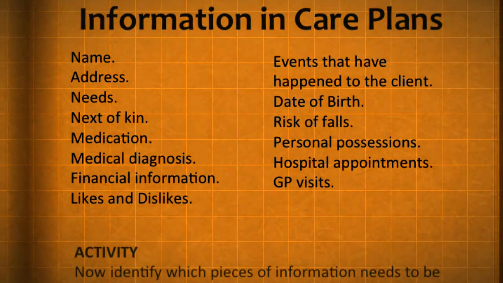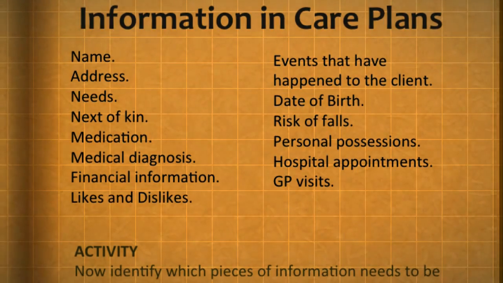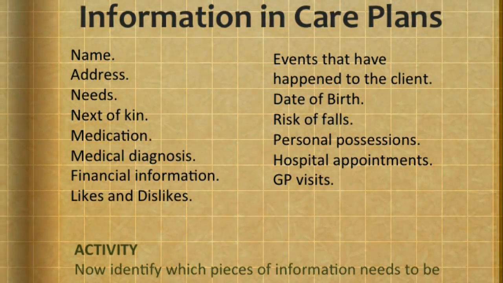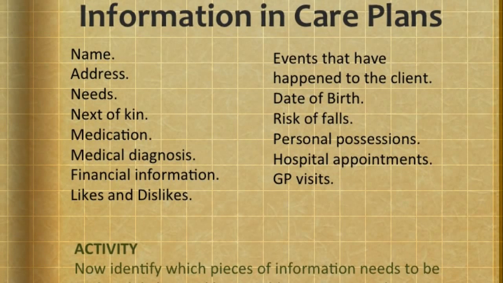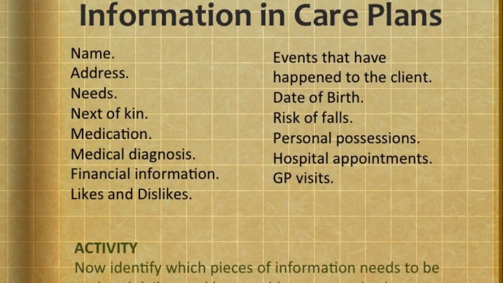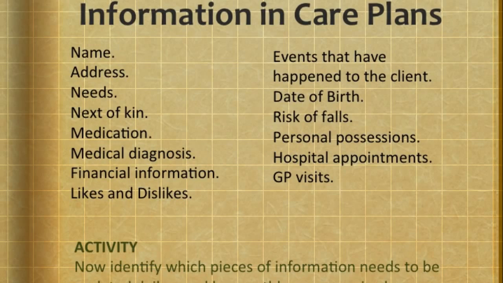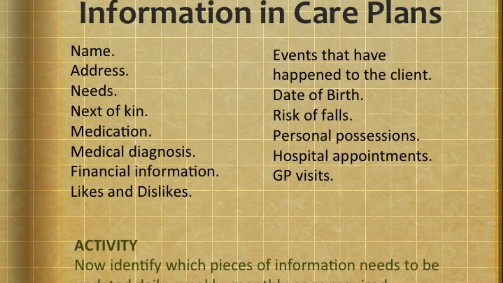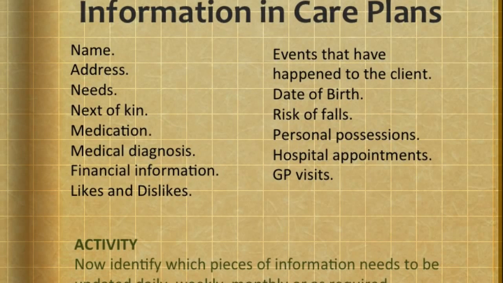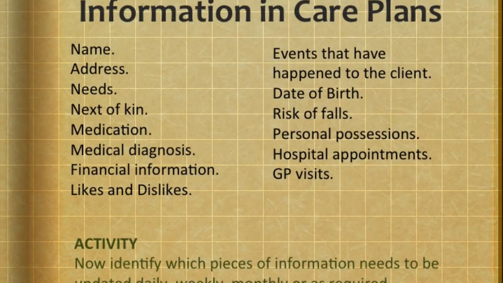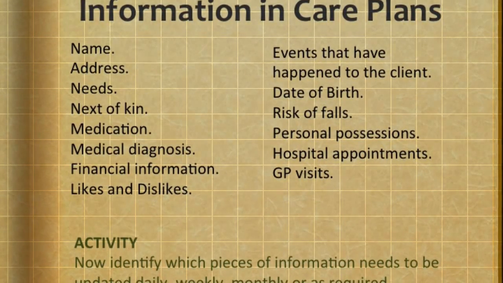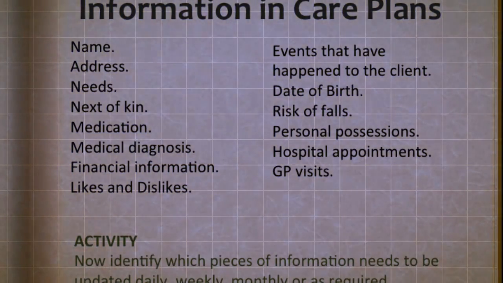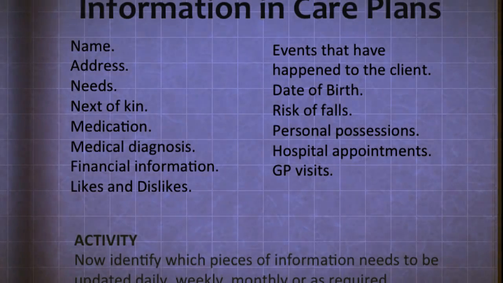Information in care plans: name, address, needs, next of kin, medication, medical diagnosis, financial information, likes and dislikes, events that have happened to the client, date of birth, risk of falls, personal possessions, hospital appointments, GP visits. Activity. Now identify which pieces of information needs to be updated daily, weekly, monthly, or as required.